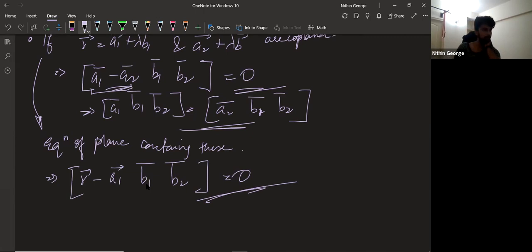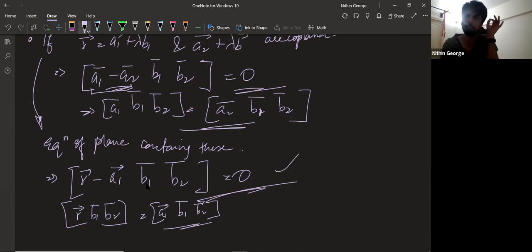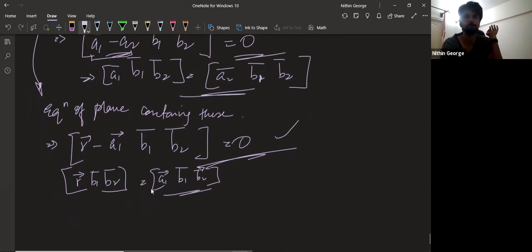Please write the notes properly. So you can write this as R B1 B2 equal to A1 B1 B2. But trust me, the first part is more obvious. It looks more complicated, but when you're doing a problem, this will seem more obvious.